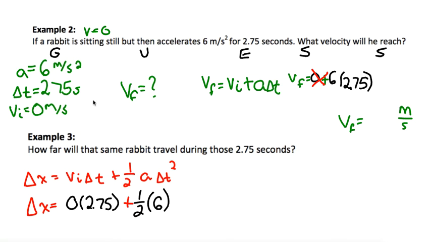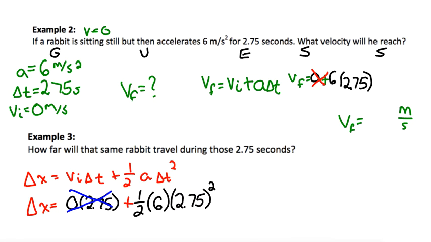Our acceleration was 6 times the time, which was 2.75 again. You have to write it one more time. But don't forget, you have to square that. Squared. This is the equation you have to solve. Okay, so once again, there's something nice here. 0 multiplied by anything is just 0. So this whole left side of the equation just goes away, and you're only left with this half.